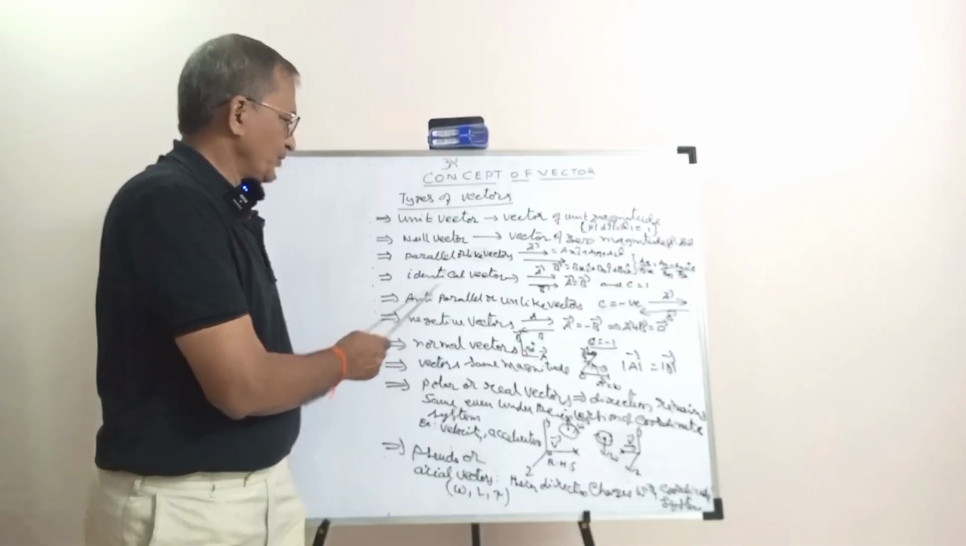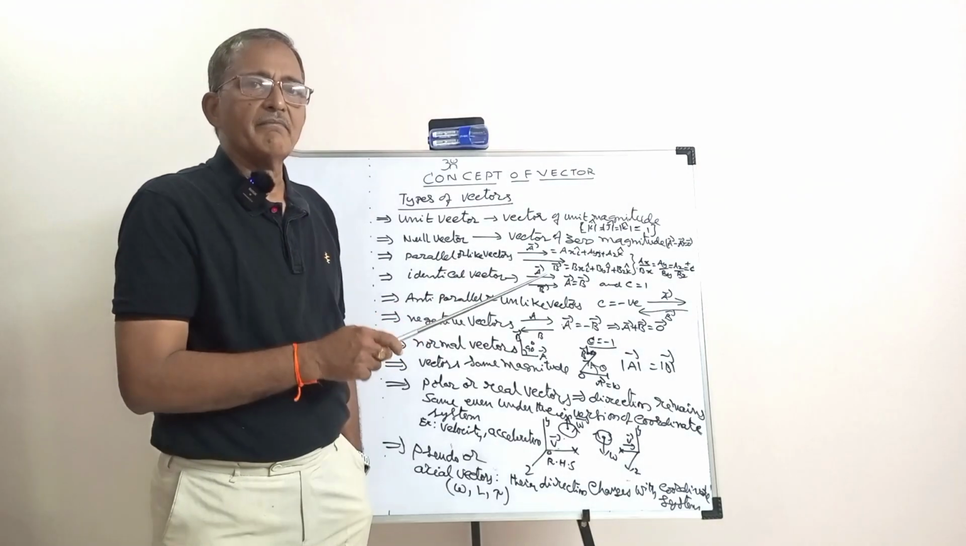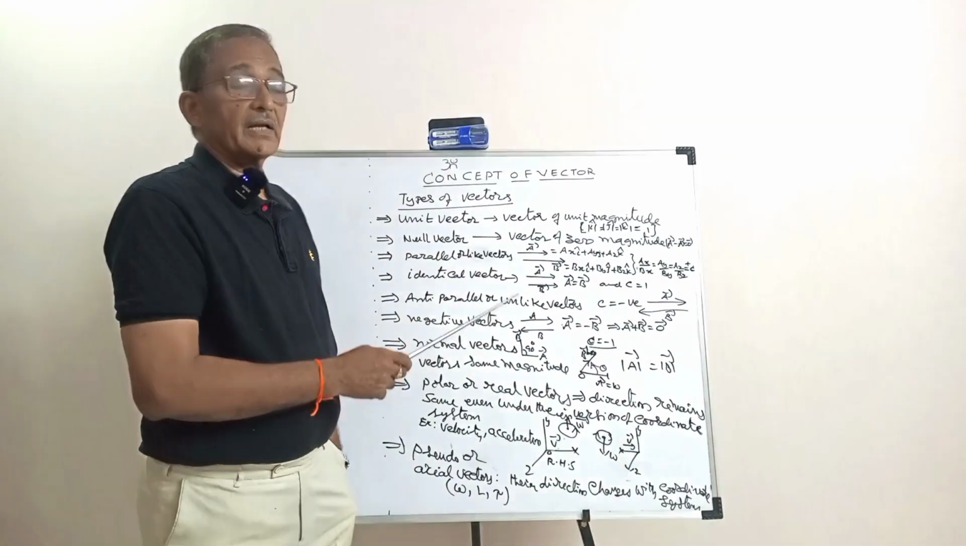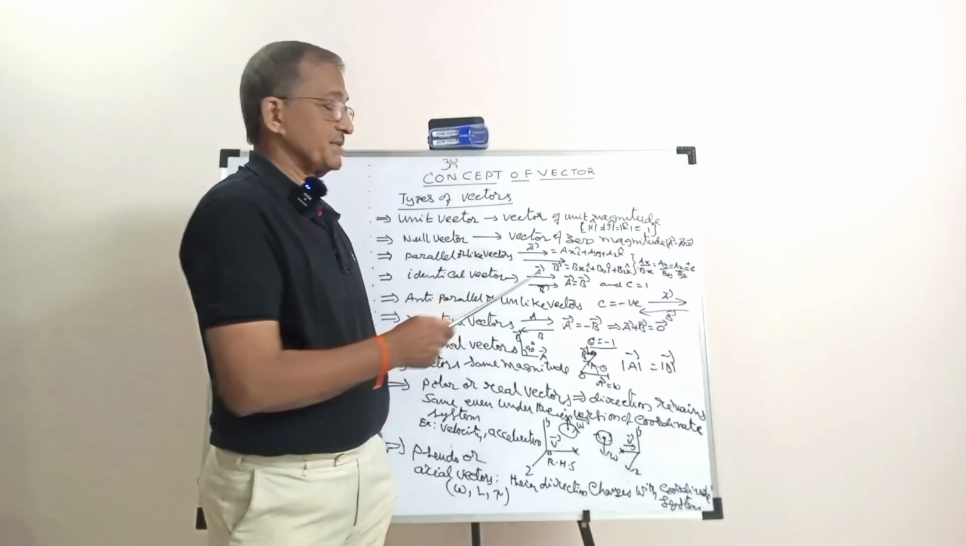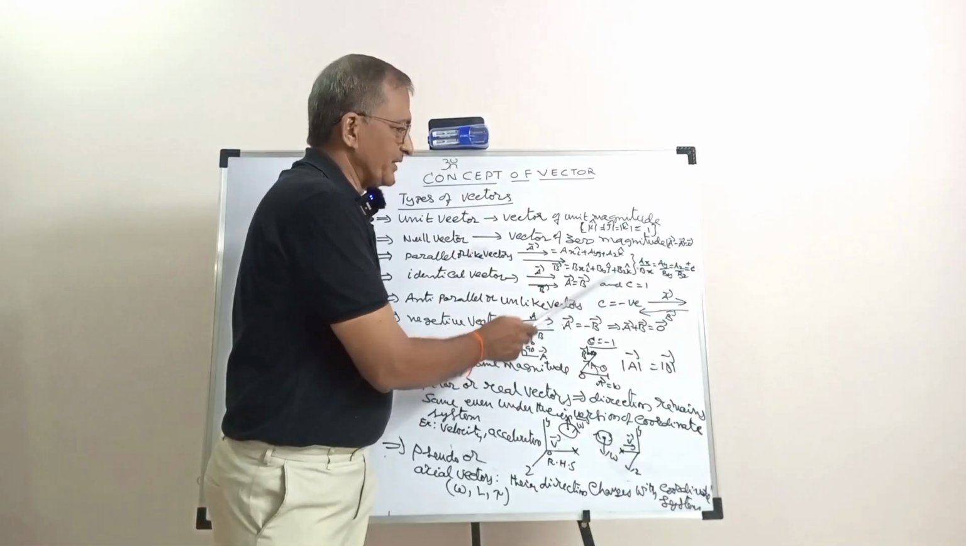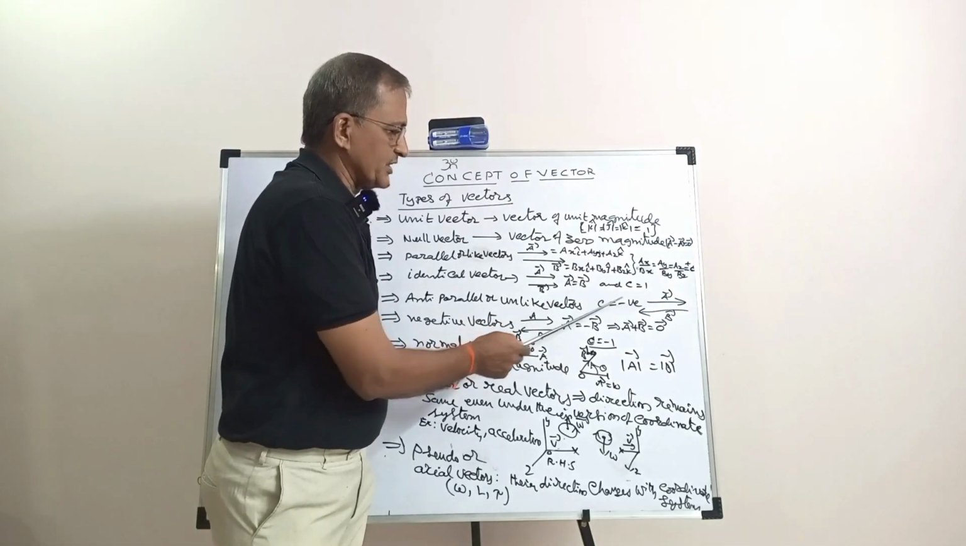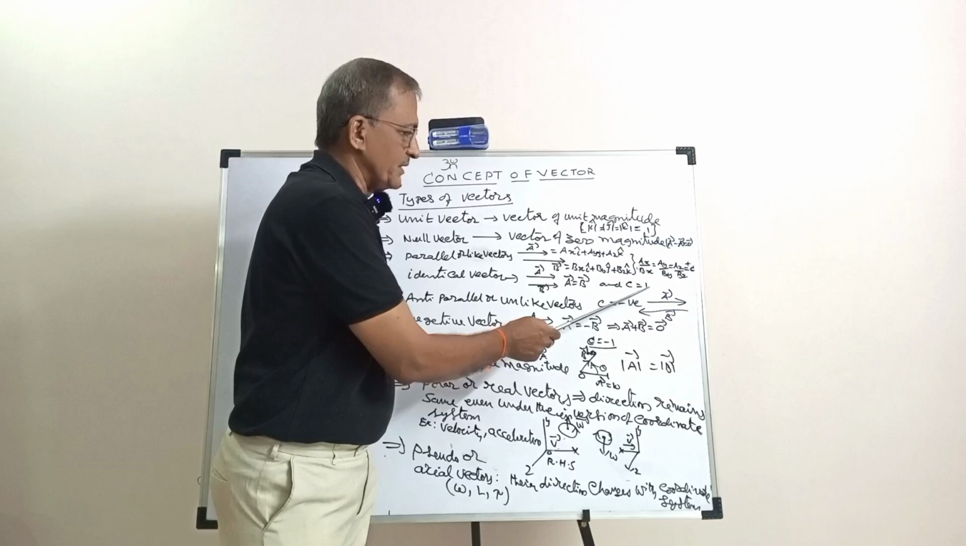If these two vectors, which are parallel to each other, have the same magnitude, they are called identical vectors. That means the magnitudes are the same, the directions are the same, so they are identical in all respects. That's why the constant c becomes plus 1.